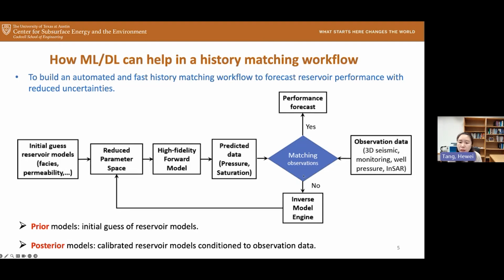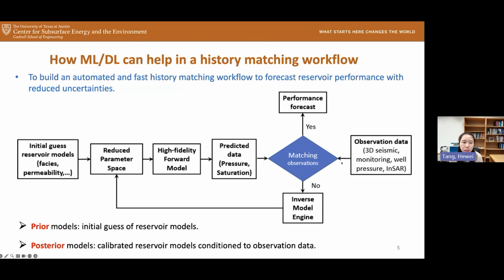To account for the uncertainty in the parameter space, we need to invoke some concepts of Bayesian inference. In this presentation, I will mainly use two concepts of Bayesian inference. One is prior models, which means the initial guess of reservoir models, and the other is posterior models, which are calibrated reservoir models conditioned to observation data.